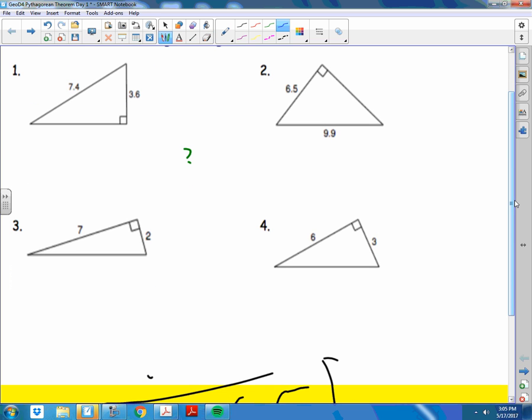Okay, so let's go through our steps really quickly. Which one in number 2 is C? 9.9. That's the first step. And then you just label A and B. So then we fill in, and we end up with 6.5 squared plus B squared equals 9.9 squared.